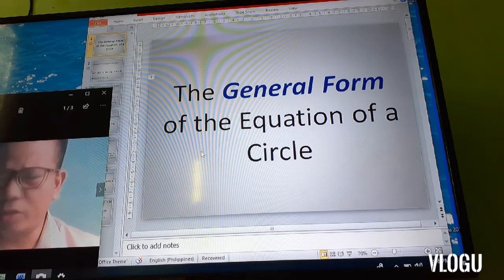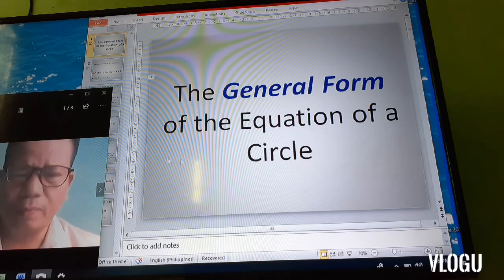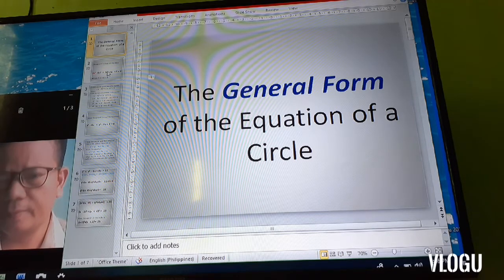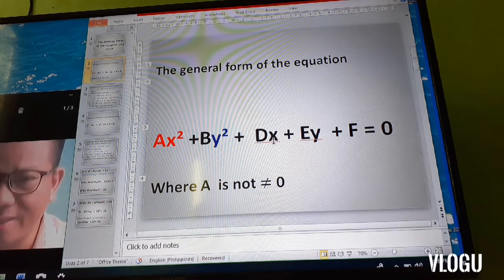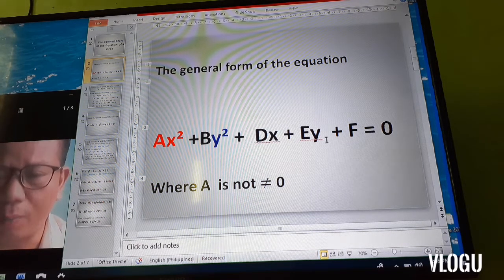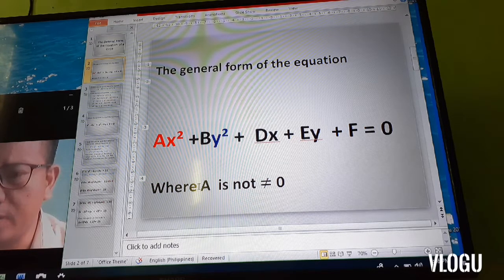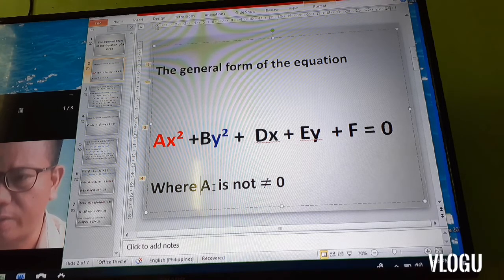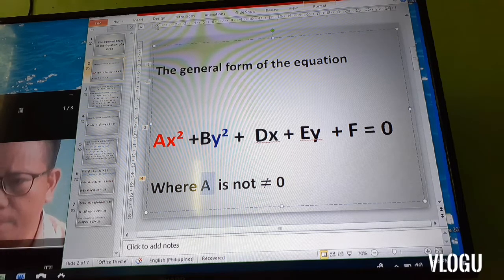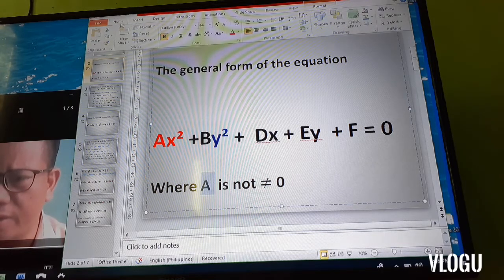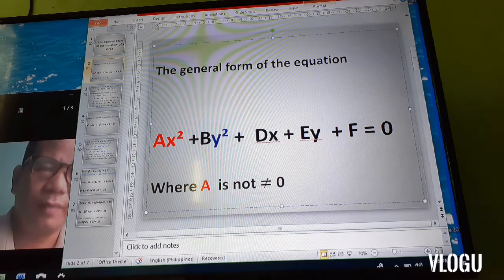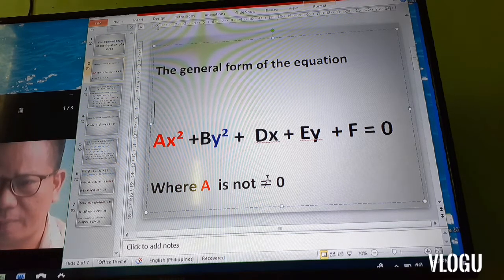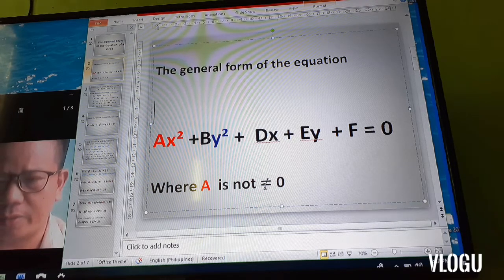So the general form of the equations of the circle, it is in the form of ax squared plus by squared plus dx plus ey plus f equals to 0. But we have also to remember that a must not be equals to 0. Ulitin ko, a must not be equals to 0. It can be negative or it can be positive, but never become a value of 0.